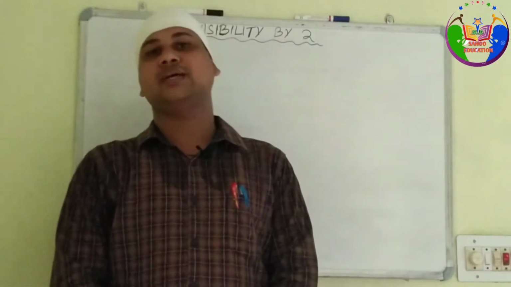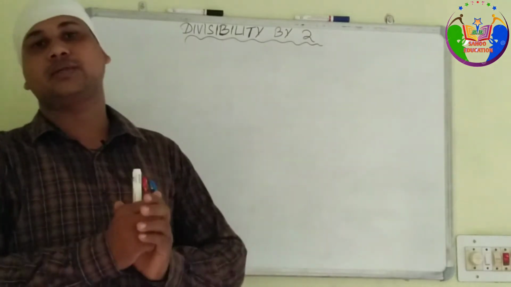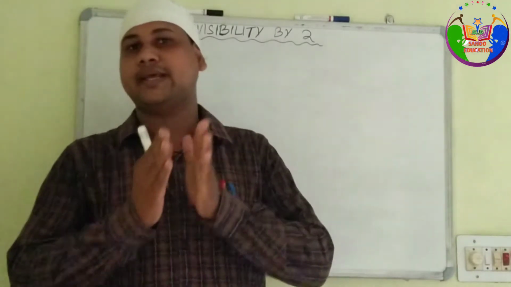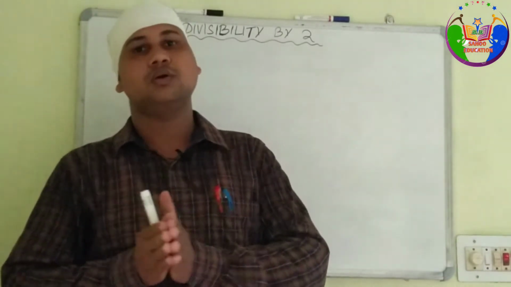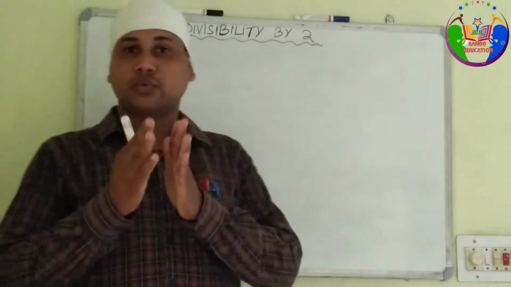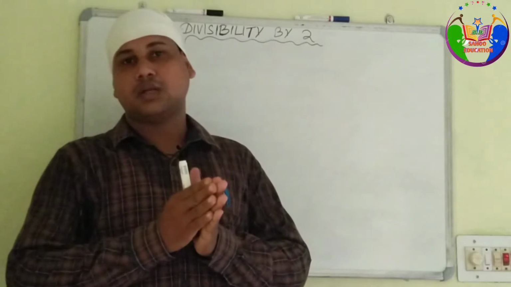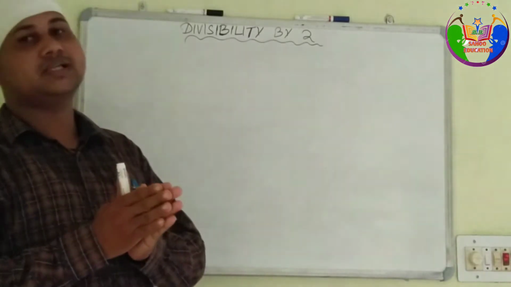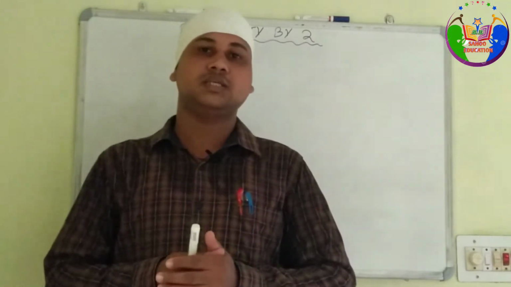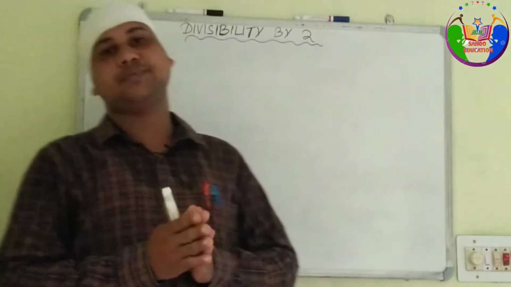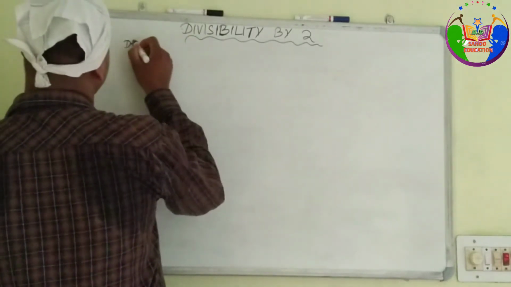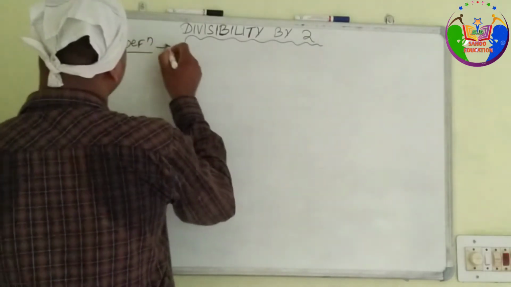Dear students, today we will discuss some divisibility rules, that is, divisibility by 2. So, when is a number divisible by 2? We will learn that here. We have to remember, if the number has the unit digit 0, 2, 4, 6 or 8, then it's divisible by 2. So let us write down the definition of divisibility by 2.